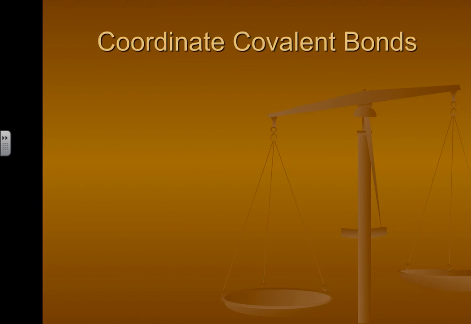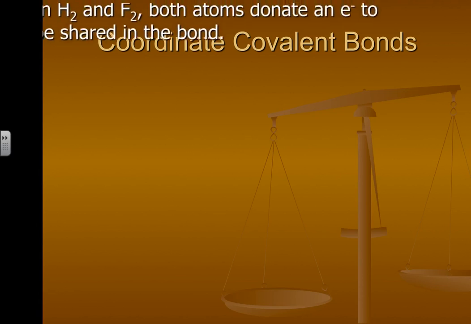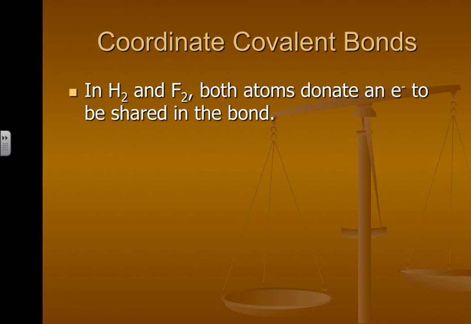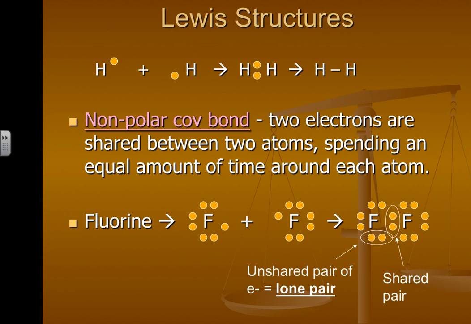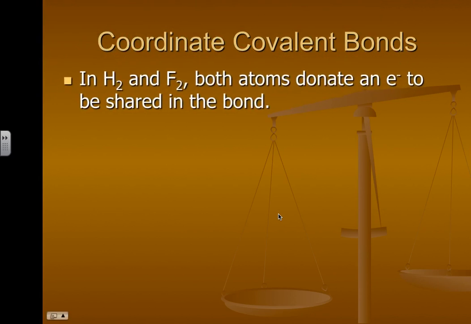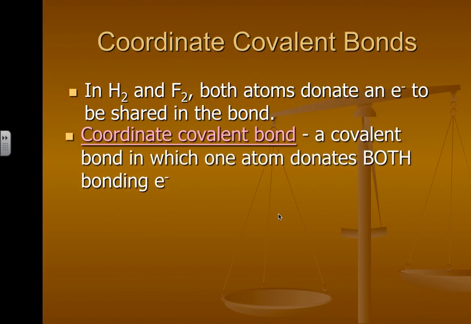This is likely something that's new that maybe you haven't heard of before. At least in my classes, I know that's the case. So think of it this way, okay? In the 2 examples I just showed you, hydrogen gas and fluorine gas, do you agree both atoms donated an electron to be shared in the bond? Okay, both atoms donated an electron to be shared in the bond. So that one was donated, and that one was donated, and they share the bond. Each atom donated an electron. That's a regular old covalent bond.